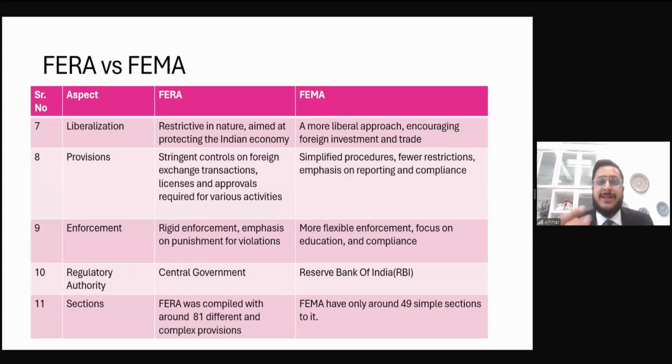As I said, violations under FERA were a criminal offense and under FEMA a civil offense. FERA was more restrictive in nature because it aimed at protecting the Indian economy, while FEMA is a more liberal approach because it encourages foreign investment and trade.